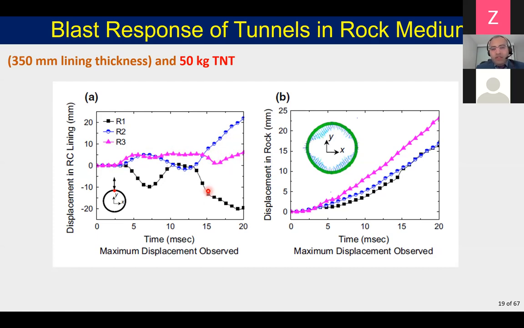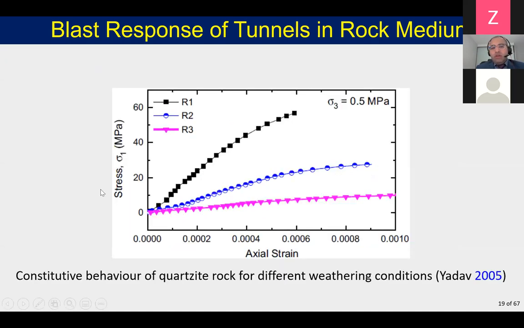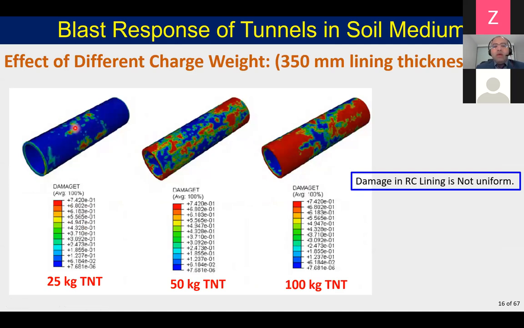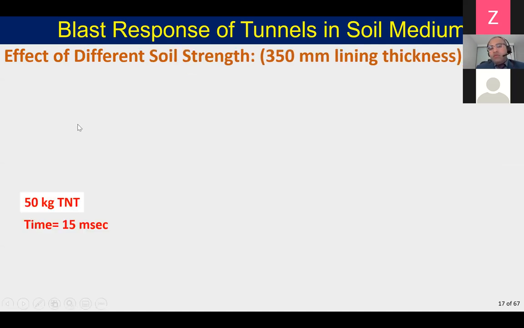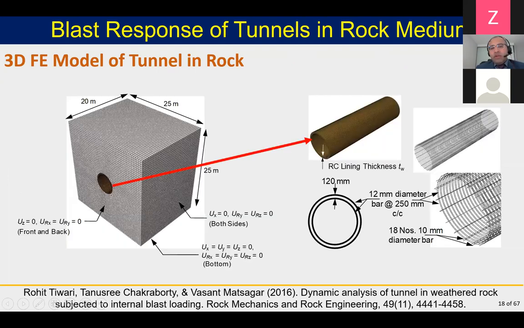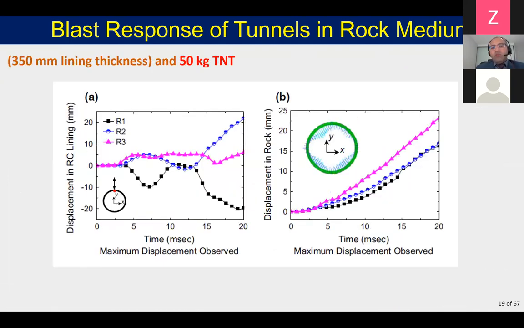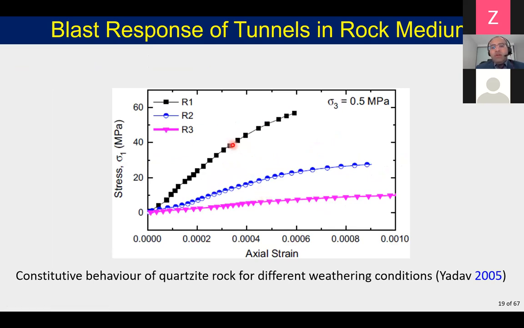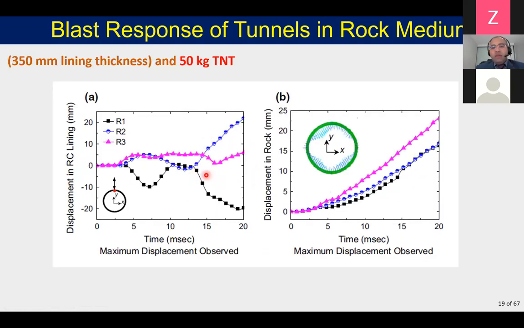And one reason for this was maybe the different damage of the tunnel lining here. There was another reason for this behavior which we observed and reported in the paper: because of the higher stiffness of R1 and R2 compared to R3, the rock was intact despite the high pressure wave and the intensity of the shock. It actually reflected back towards the lining and caused more damage to the lining in both cases.